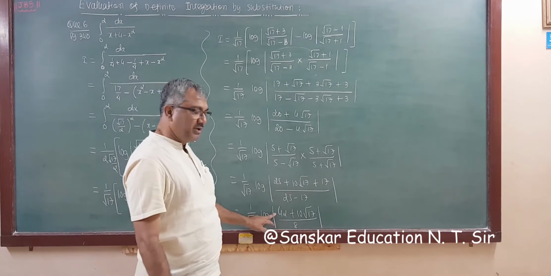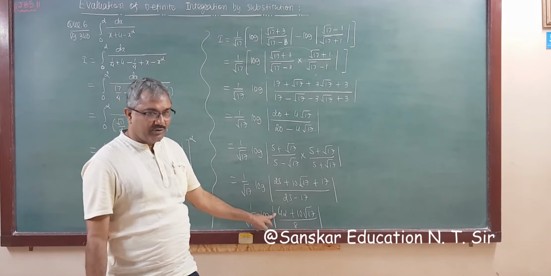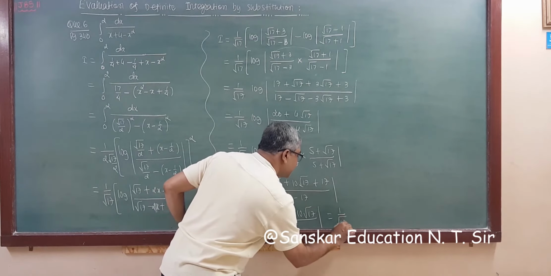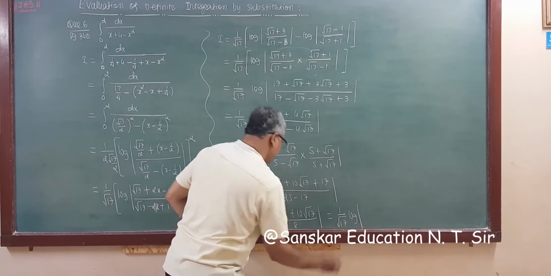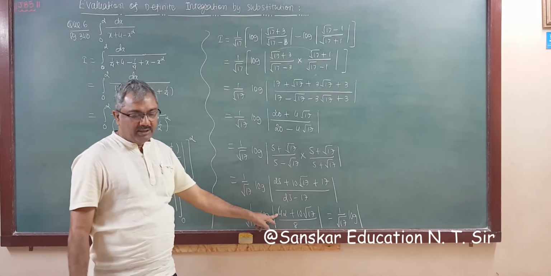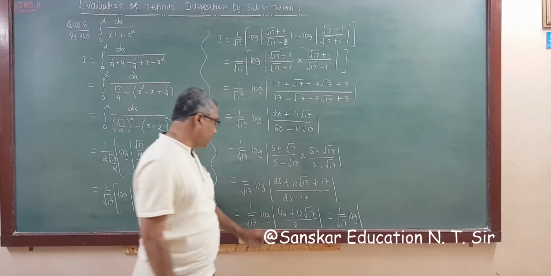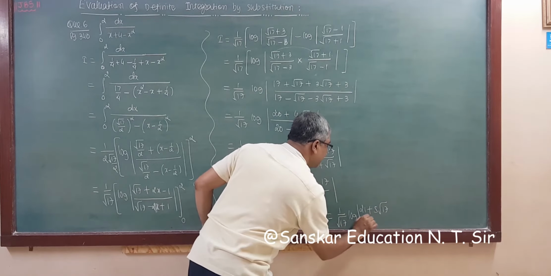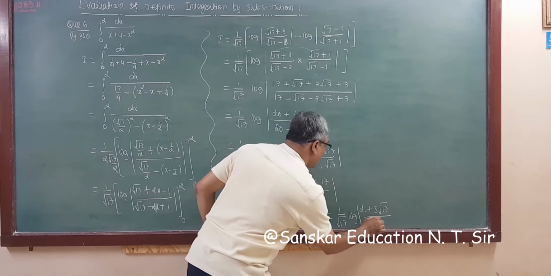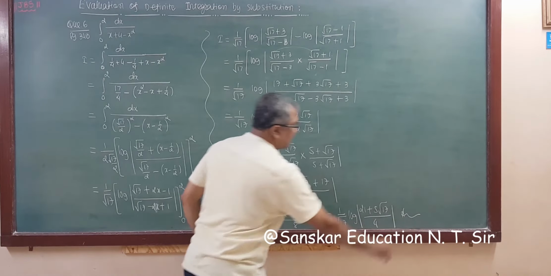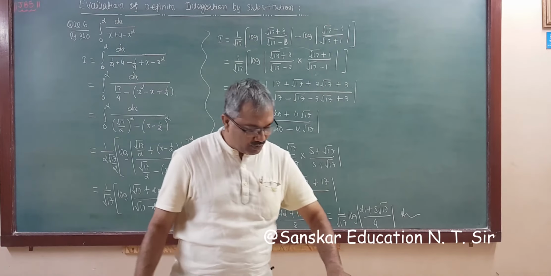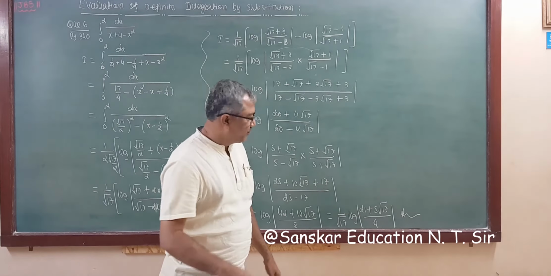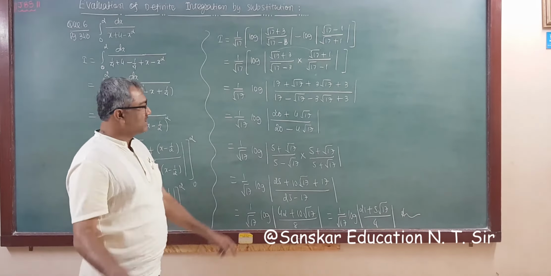So I think 2 is common. And which answer is given in your book? I don't know. Maybe this answer is given: 1 upon root 17 log, 2 common, that is for 42, that is 2 common, 21 plus 5 root 17, divided by, we are taking 2 common, so 4. This is your final answer. So check in your book. I am also checking: 1 upon root 17 log, 21 plus 5 root 17 upon 4. Yeah, this is the correct answer.